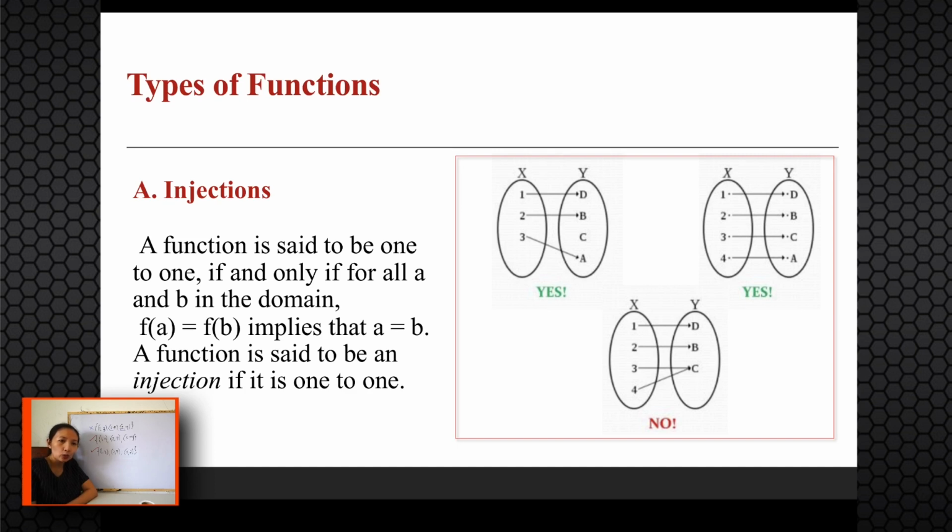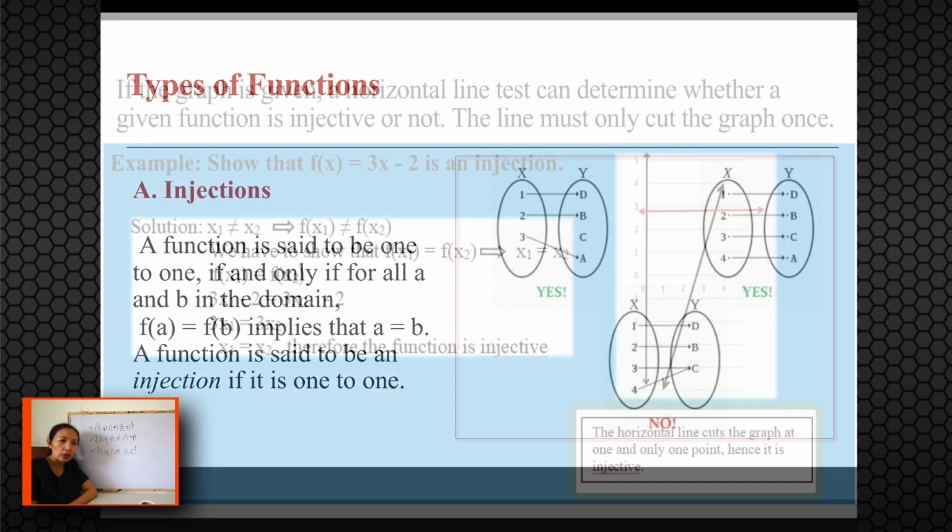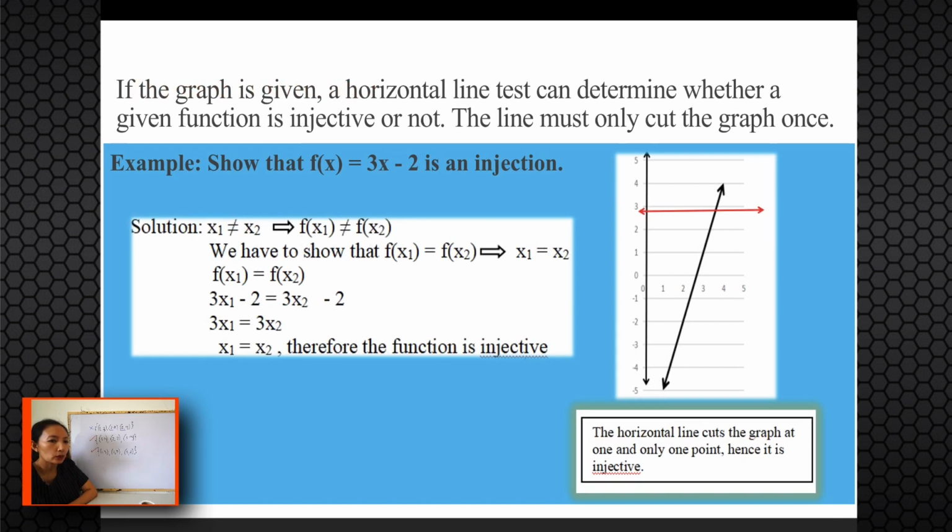Okay, let's look into an example. Show that the function f of x equals 3x minus 2 is an injection. So how do we prove that the function 3x minus 2 is an injection? There are 2 ways. This is by graphing. This part of the screen shows the proof by graphing.